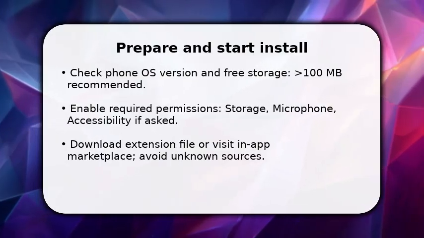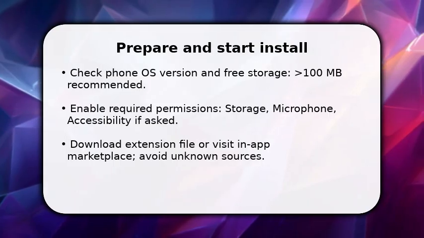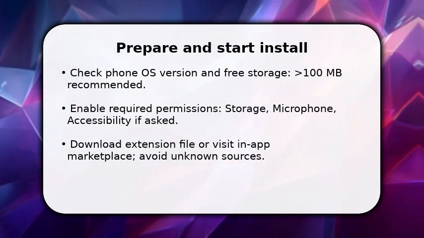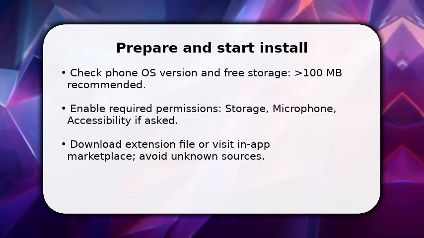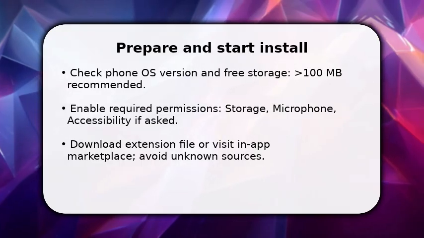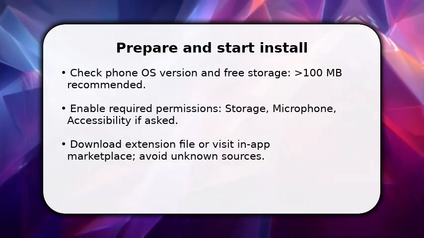You begin by confirming prerequisites and starting the install. Make sure your phone has enough free space and the OS is up to date. This prevents interruptions. Once done, grant the minimal permissions the extension requests. Storage and microphone are common, so it can function.